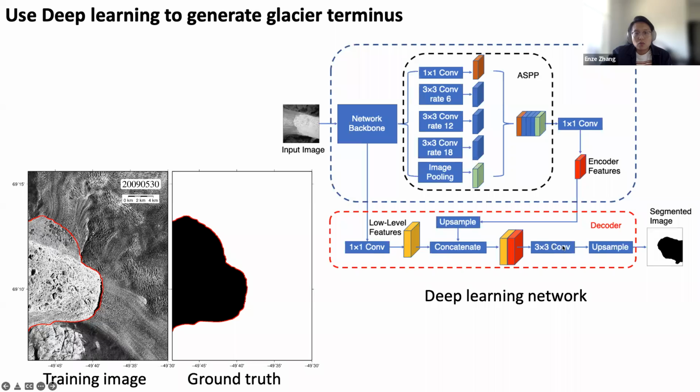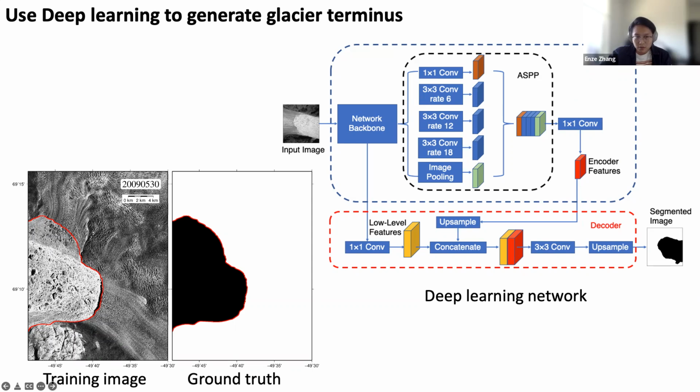And how we can use deep learning to generate glacier terminus. The first step is to prepare the training data, which contains a training image and ground truth image. The training image is the remote sensing image, and the ground truth image is a binary image where the glacier part is positive and non-glacial part is negative.